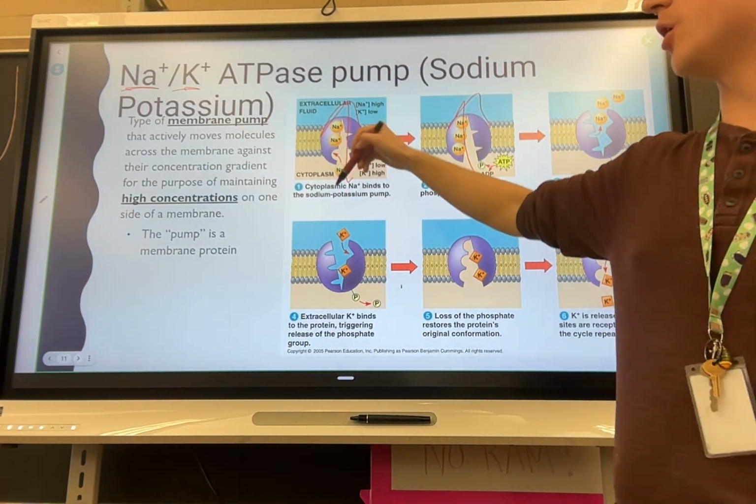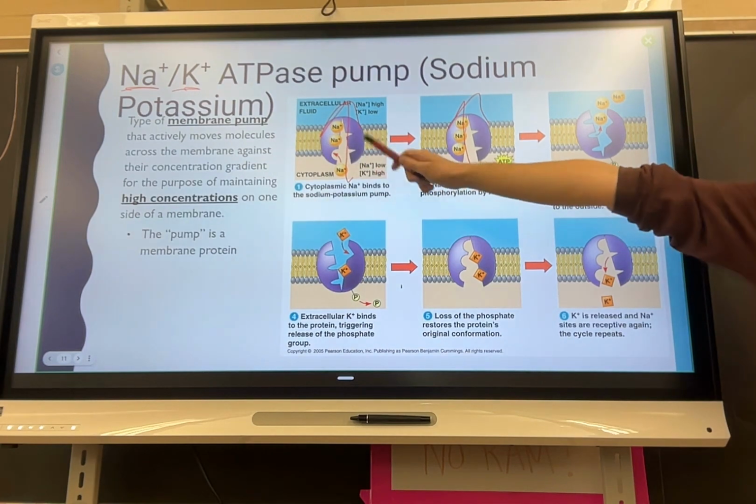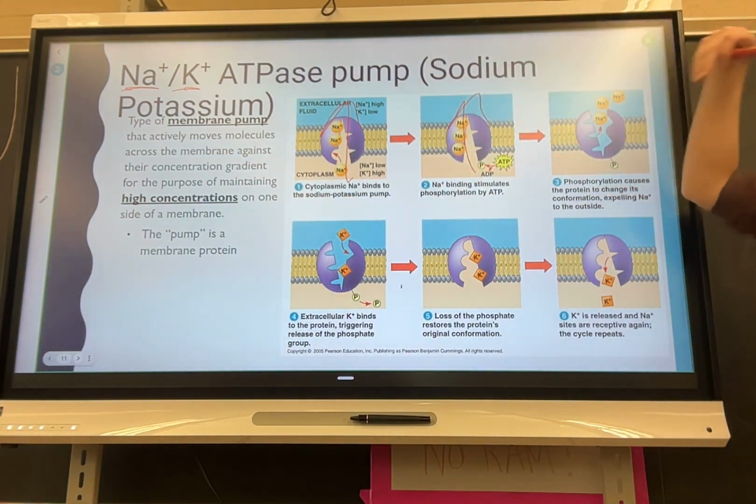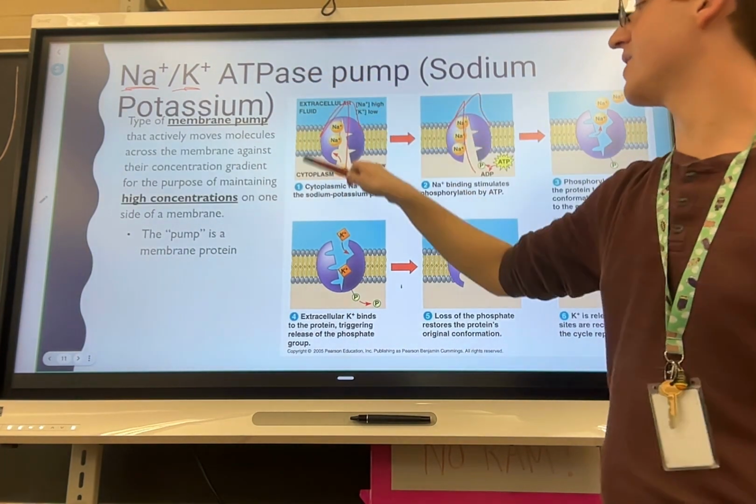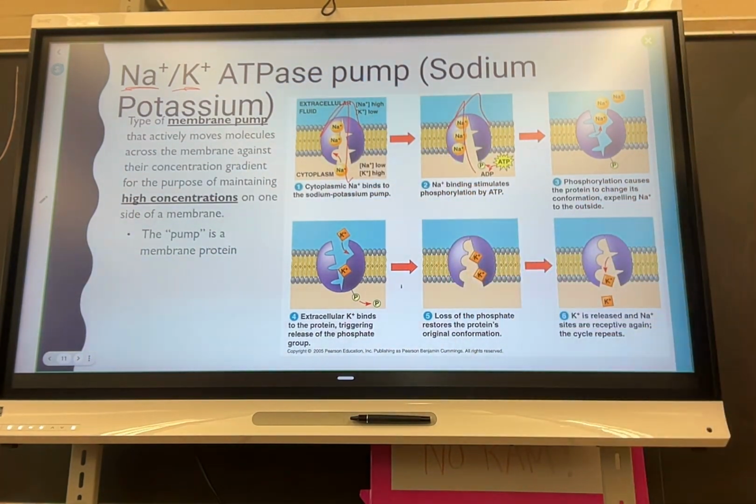So we have sodium going in. Sodium concentration normally inside of the cell is low, but it's high outside. Potassium is low outside and high inside. So we are pumping sodium out of the cell. We are pumping potassium into the cell. And what that's going to do is create a very, very strong electrical gradient. And the point of all this is to do things like fire your neurons.